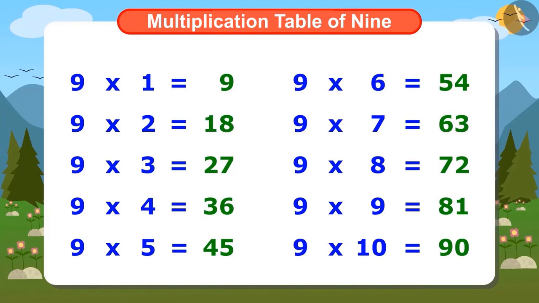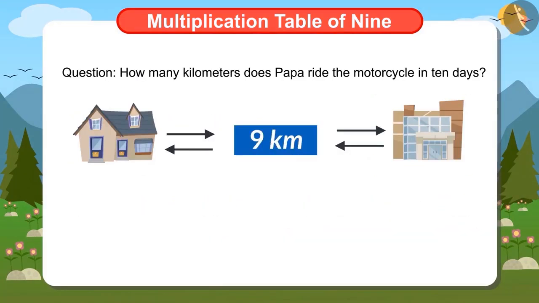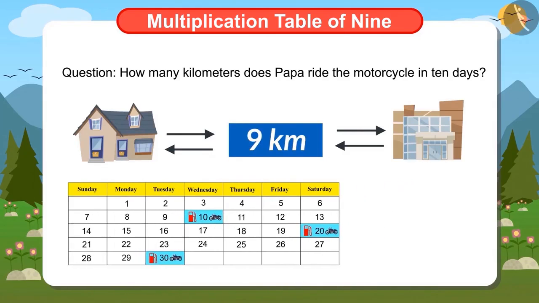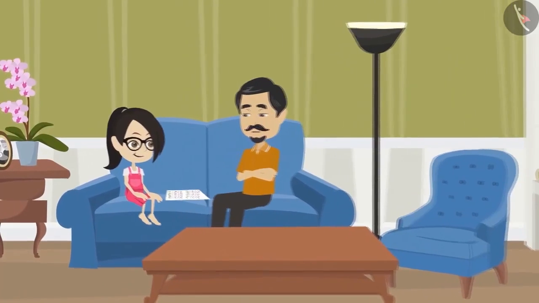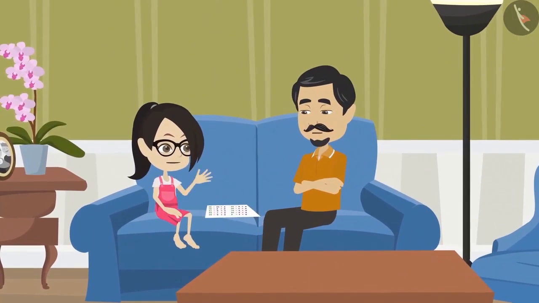You are absolutely right. For this, we have to find the answer of 10 times 9, and looking at this table, we can tell that the answer of 10 times 9 is 90. That in 10 days, her father rides his motorcycle for 90 kilometers if he rides 9 kilometers every day. Let's tell Papa. Papa, you ride 90 kilometers in 10 days.